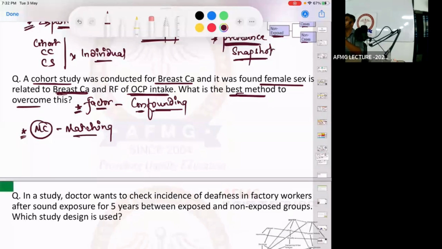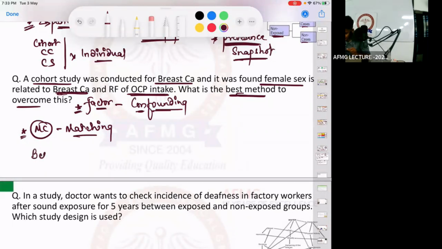Okay, that means, please remember, if I say breast cancer is more common in females and OCP intake is also associated with females, and if in one group I only take females and the other group only males, this will give me wrong results, abnormal results, and that is what is known as the confounding factor. So the confounding factor should be distributed equally in both the groups. Females should be 50% in both the groups. That is how a confounding factor is distributed, and that is done by matching most commonly.